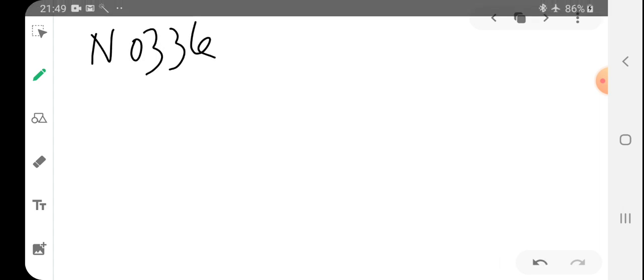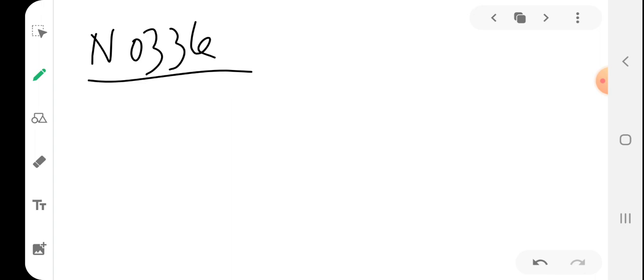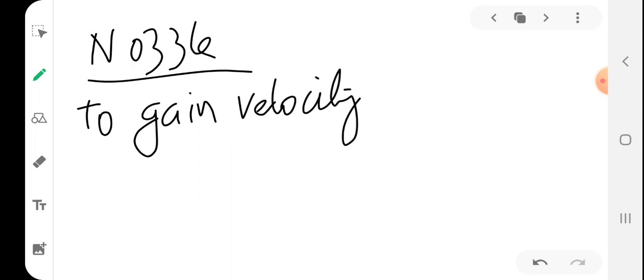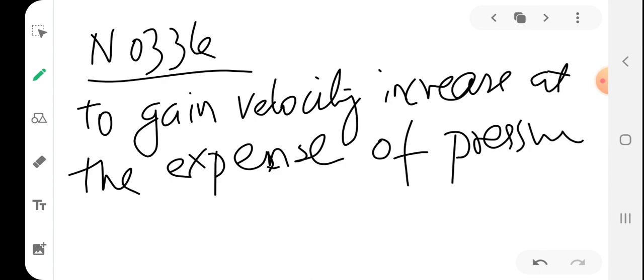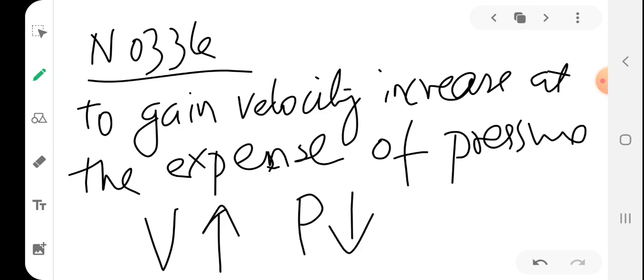Students, what is actually a nozzle? A nozzle is a device employed in a flow passage to gain velocity increase at the expense of pressure. So a nozzle is a device used to increase the velocity of a flow at the expense of pressure. It means while flowing through a nozzle, velocity will increase and pressure will decrease. Due to the decrease in pressure, velocity increases. Such devices are called nozzles.